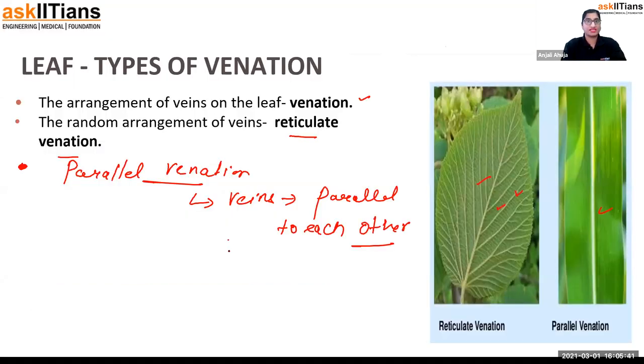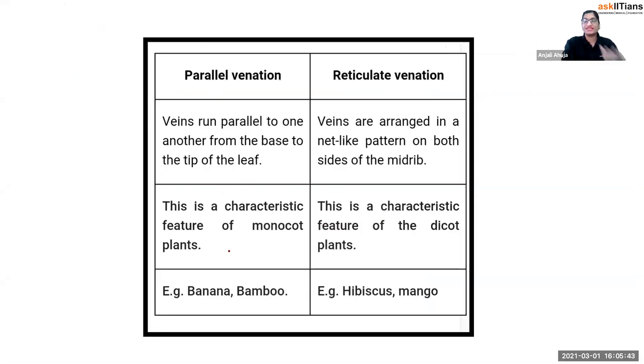So now if a question comes, what is the difference between parallel venation and reticulate venation? In parallel venation, veins run parallel to one another from the base to the tip of the leaf. In reticulate venation, veins are arranged in a net-like pattern on both sides of the midrib. Reticulate venation is a characteristic feature of the dicot plant.